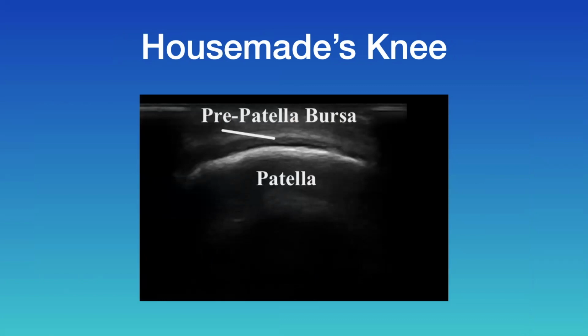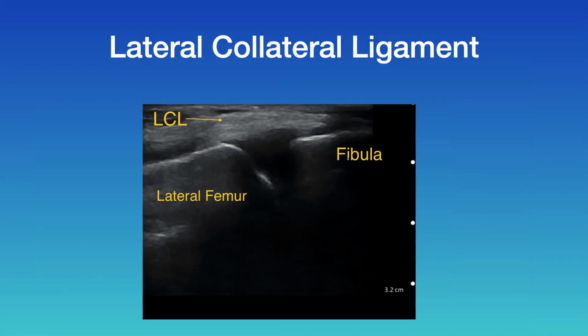Housemaid's knee is prepatellar bursitis. In general, in a healthy knee, above the patella, just a thin black line is the bursa. If you see a larger black line or swelling superficial to this, there's an effusion. The lateral collateral ligament of the knee appears almost like that of the elbow, but just larger, connecting the lateral femur to the fibula.